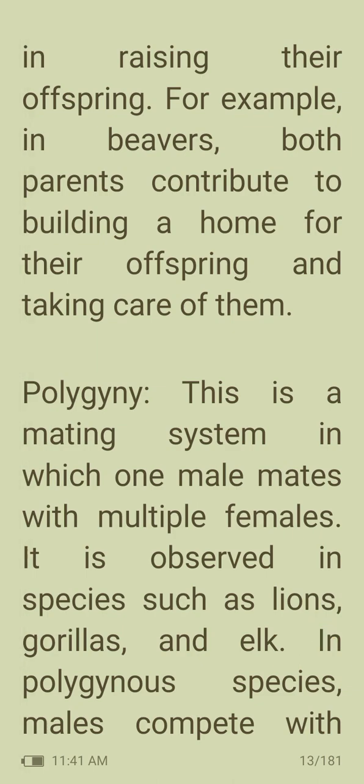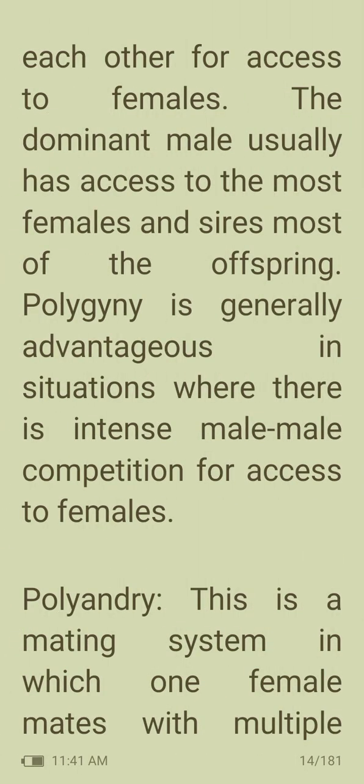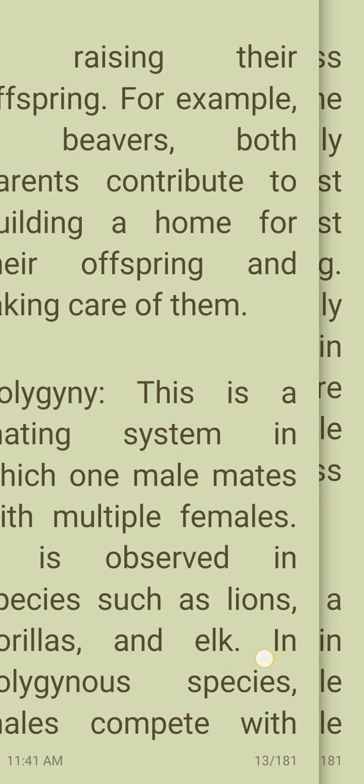Next, polygamy. This is a mating system in which one male mates with multiple females. It is observed in species such as lions, gorillas, and elk. In polygynous species, males compete with each other for access to females. The dominant male usually has access to the most females and sires most of the offspring. Polygamy is generally advantageous in situations where there is intense male-male competition for access to females.